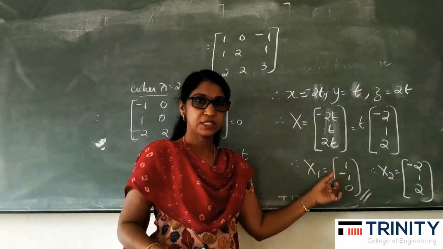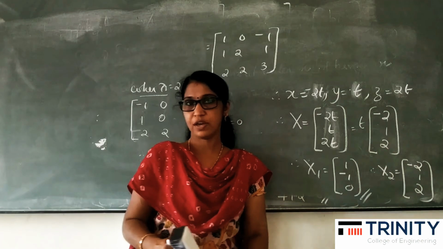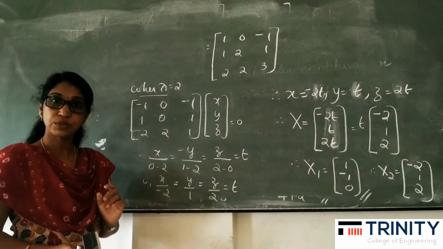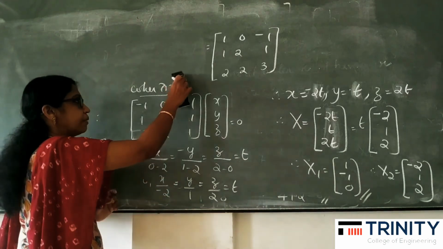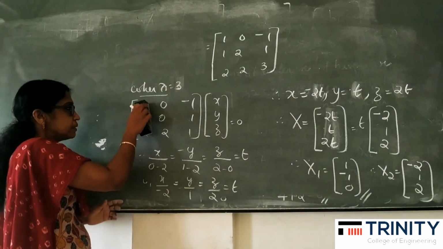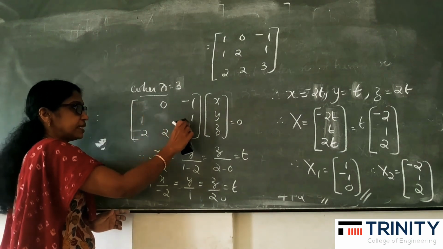So we get x1 and then x2. Now we have to find out the eigen vector corresponding to lambda is equal to 3. Okay, when lambda is equal to 3, only the principal diagonal elements will change.